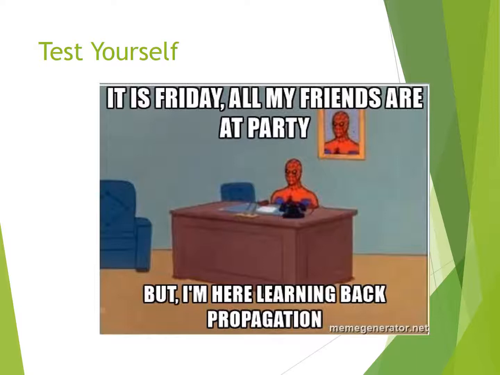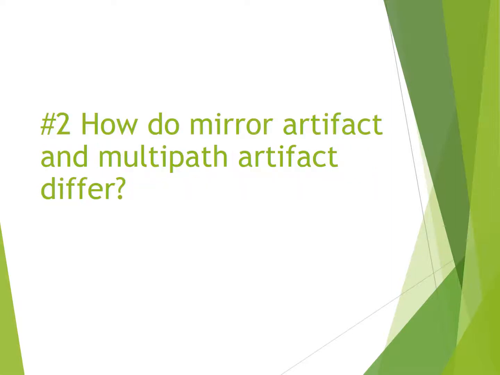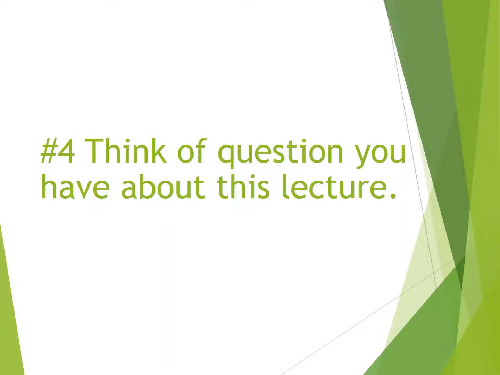In the meantime though, let's go ahead and do the test yourself portion. So number 1, how are reverberation and comet tail different? Number 2, how do mirror artifacts and multipath artifacts differ? Number 3, how are speed error artifact and range ambiguity similar? And number 4, again, think of a question that you might have about this lecture.